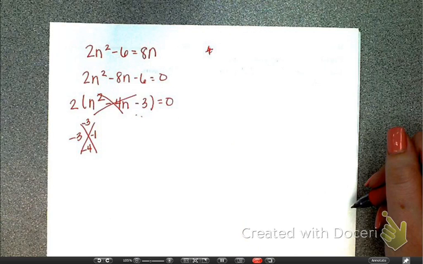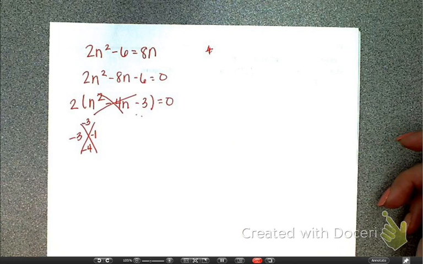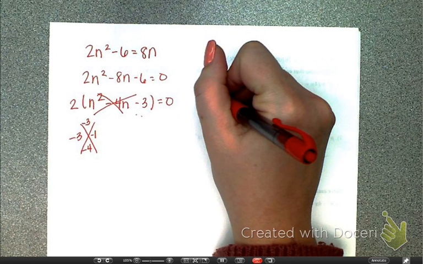This is the quadratic formula. The quadratic formula will work. Okay, so what does a equal? a equals 2, b equals negative 8, and c equals negative 6.